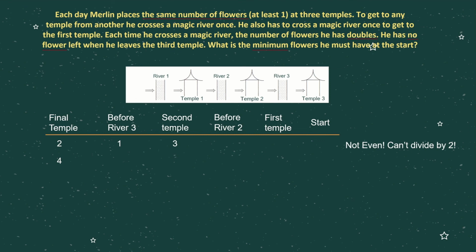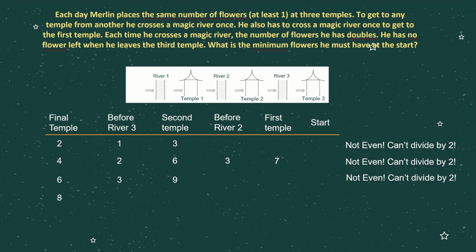Let's try the next even number, 4. If we start with 4 flowers, then we have half of that, which is 2, before River 3. We have to leave 4 flowers at the second temple, so he would have 6 flowers there, which means that he would have 3 before River 2 and therefore 7 at the first temple, since he had to leave 4 there. And at this point, again, the number is odd and we can't divide it by 2, so it's not correct. The next guess is 6, which gives us 3 before River 3 and 9 at the second temple, and again, not even, we can't halve that.